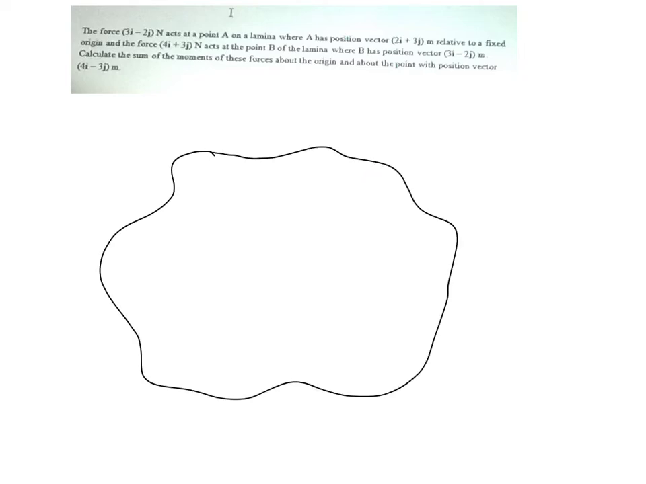Let's see if we can work out what's going on if we take moments about a different point. So this can be the origin. A is at the point 2i plus 3j. So that's 2 across and 3 up, and there is A. And through A, we've got a force 3i minus 2j, which we're going to split into its 3i bit and its minus 2j bit, like that.